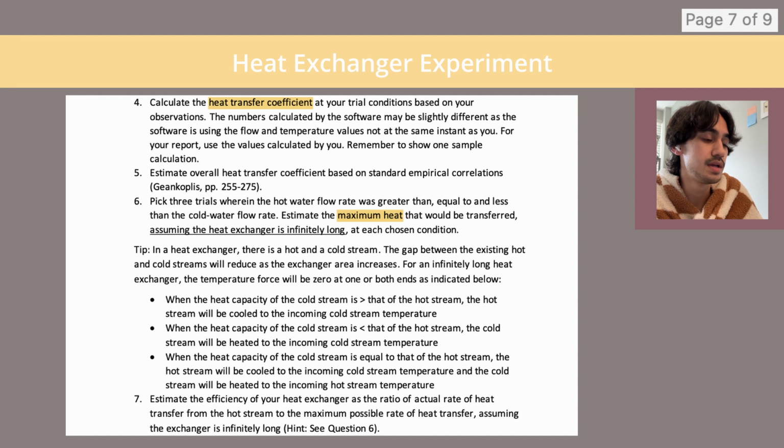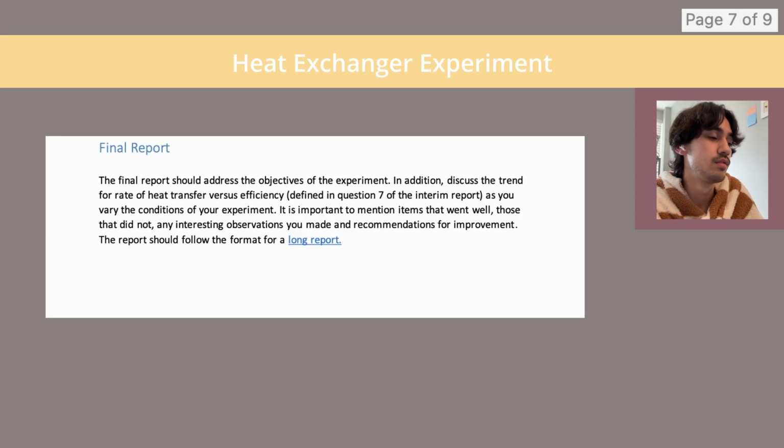7. Estimate the efficiency of your heat exchanger as the ratio of actual rate of heat transfer from the hot stream to the maximum possible rate of heat transfer, assuming the exchanger is infinitely long. You can see question 6 as well. That's a hint. For the final report, we're finally there.